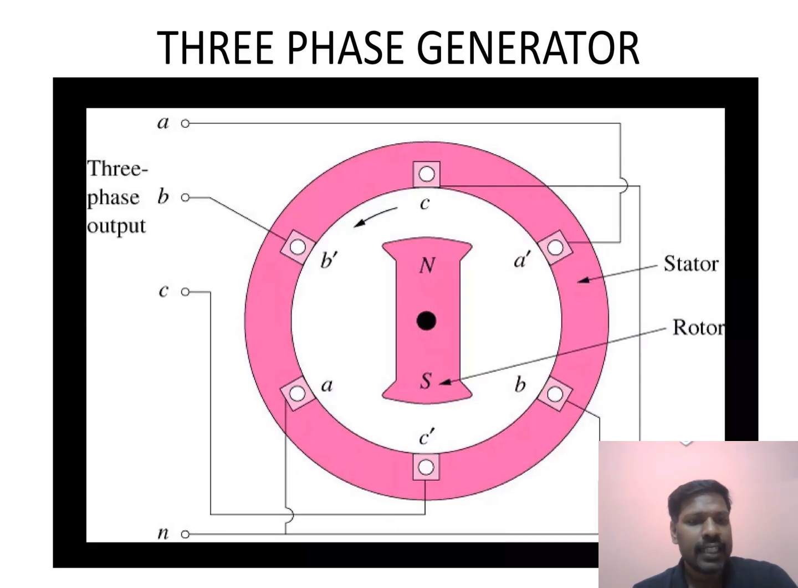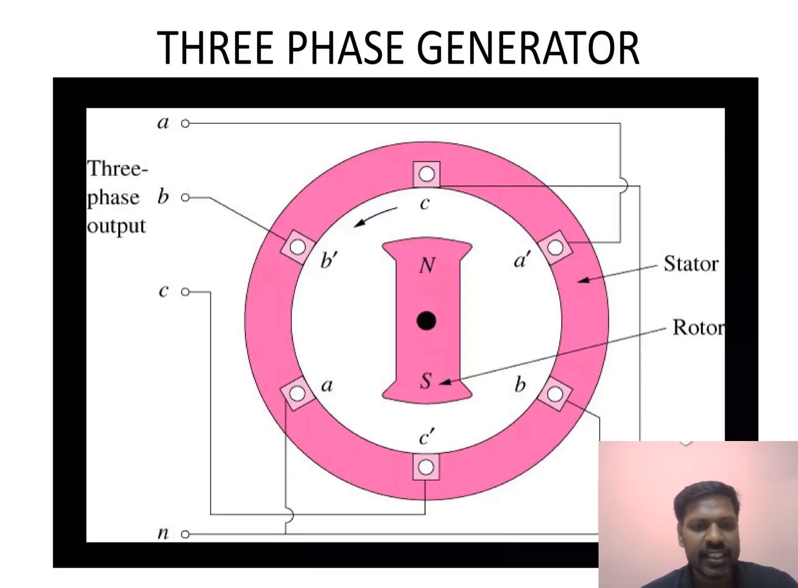Now instead of just one conductor or one coil, consider three separate coils placed in the stator of a generator. If these three coils are arranged 120 degrees apart, each coil will see the rotating magnetic field at a different position in time, and therefore each will generate its own AC voltage shifted by 120 degrees from each other.